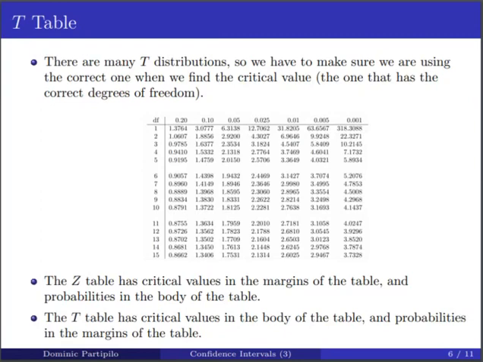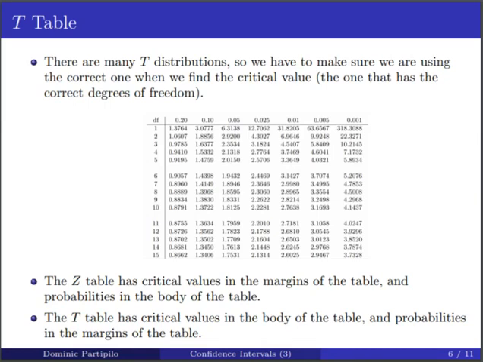So remember, the difference between z and t here is that there's only one z distribution. There's only one standard normal distribution. So we have that one table that tells us everything that we need to know about that one distribution. But with the t distribution, we have to be careful because now we have many t distributions. We have actually infinitely many t distributions. So when we're using this t table, we have to make sure we're using the correct t distribution.